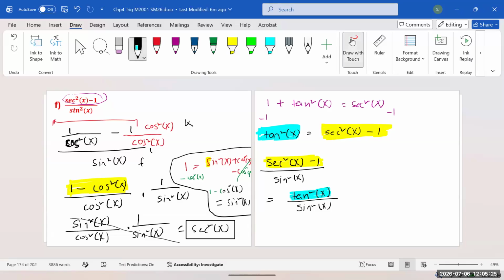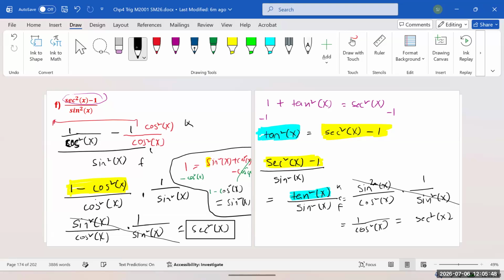And now it becomes simpler. We have sine square x divided by cosine square x. Keep, change, flip. So denominator becomes 1 over sine square x. Sine square cancel out. We get 1 over cosine square x. That's same as secant square x. So our answers are same from the left to the right. Just methods are different.